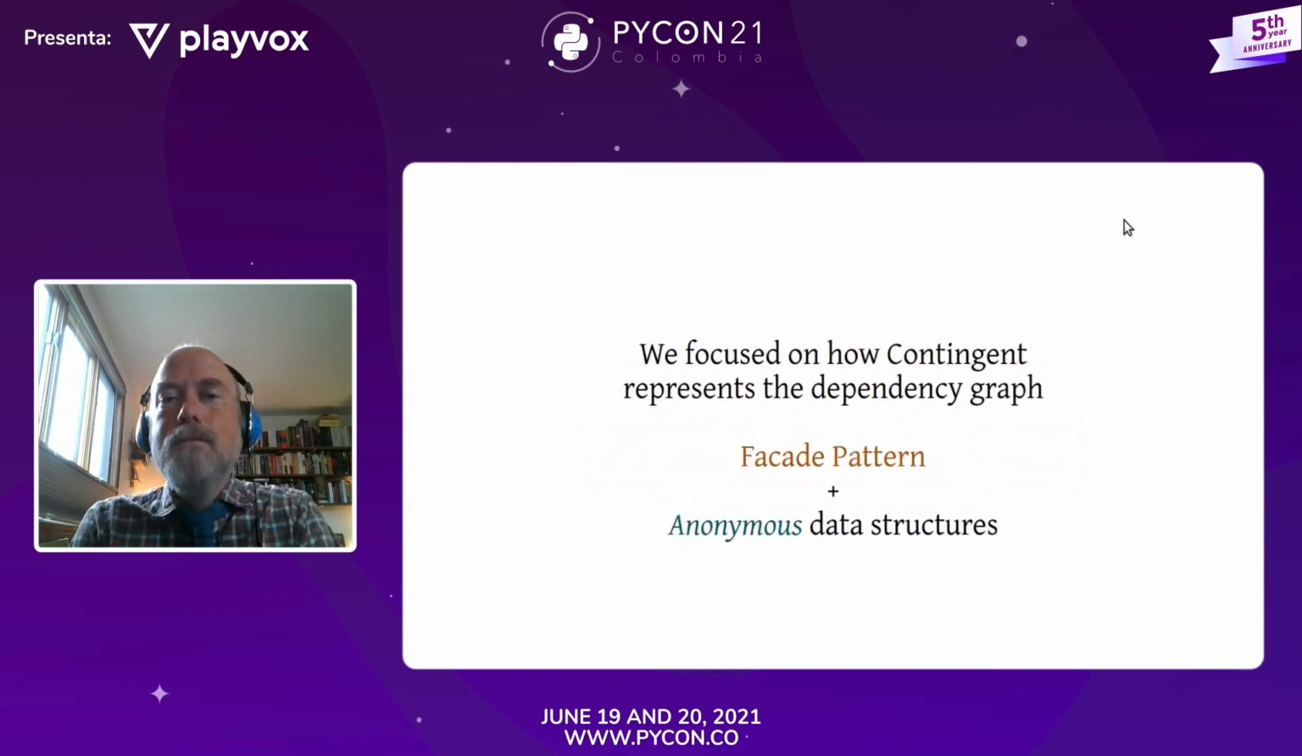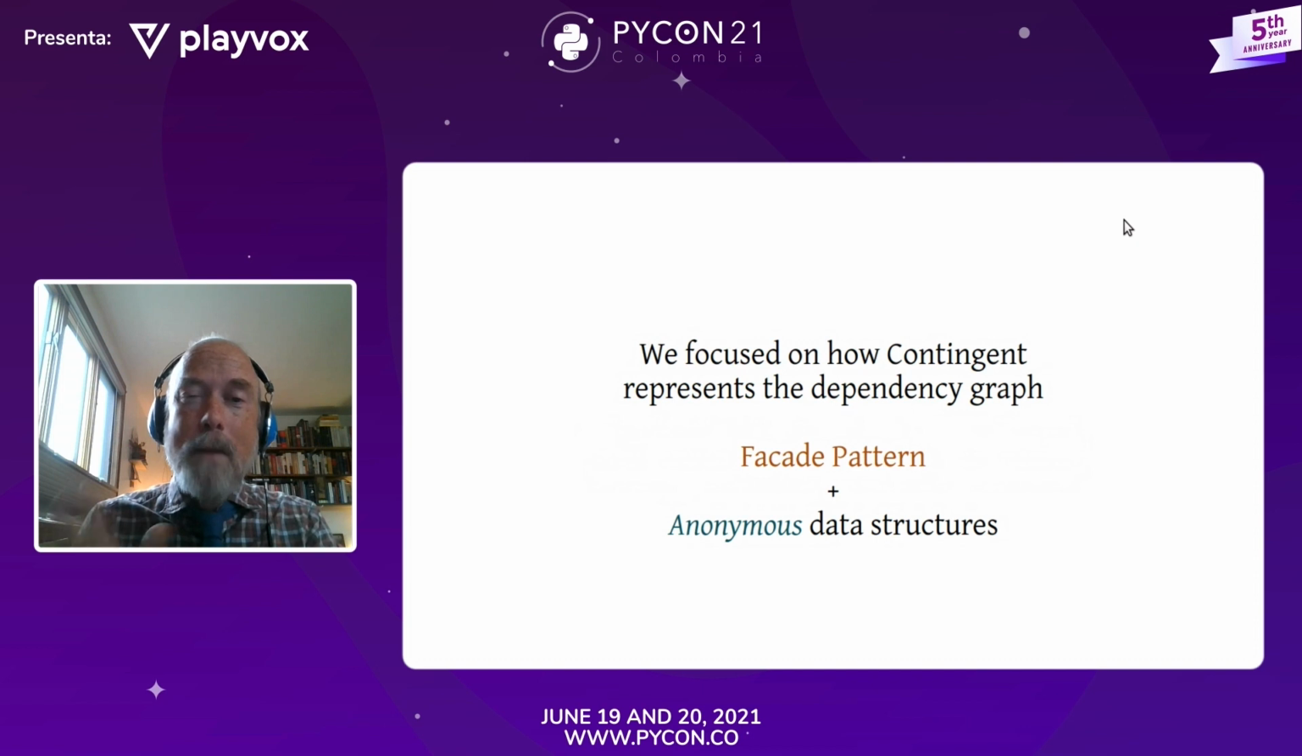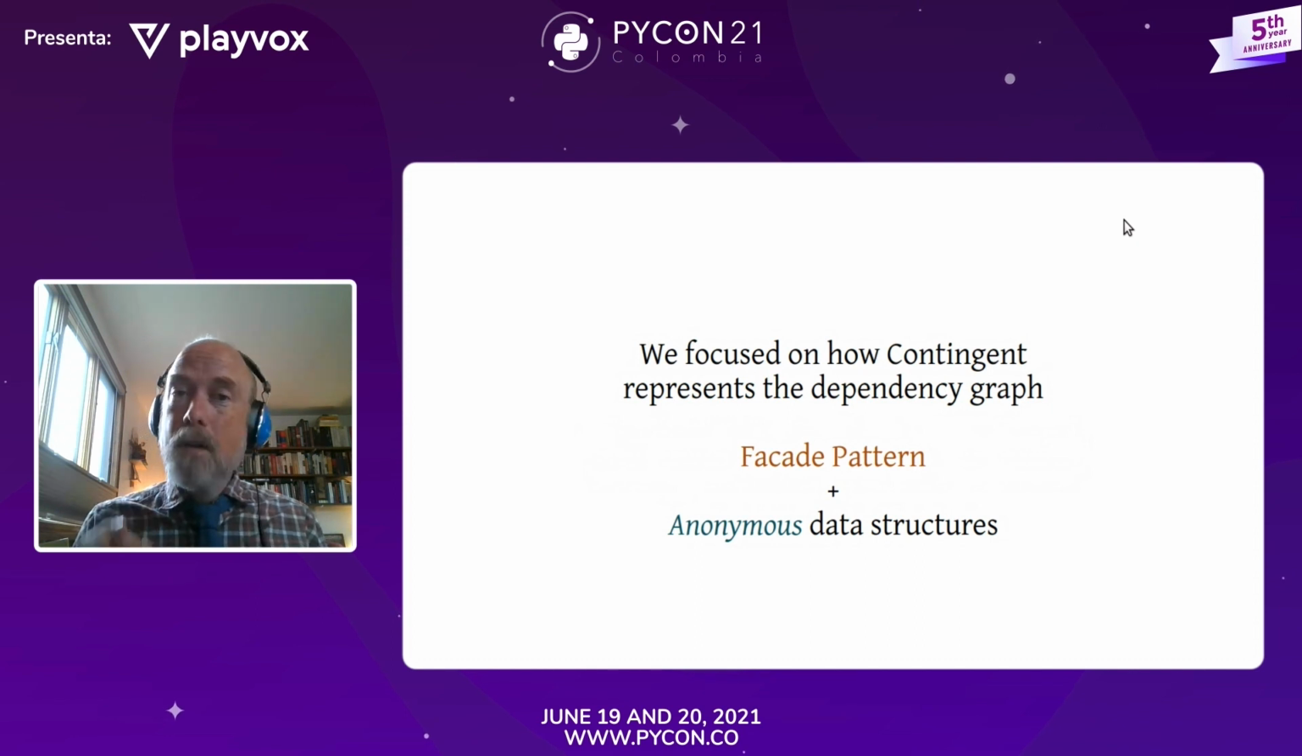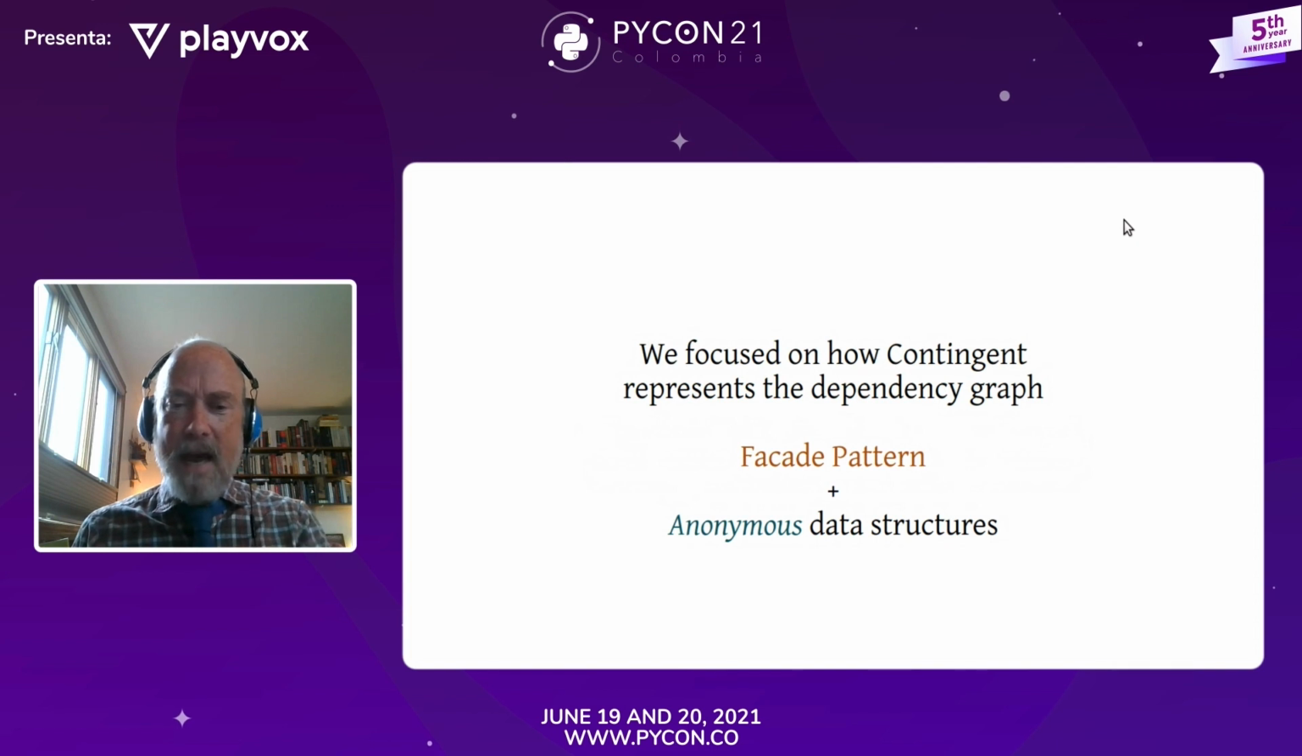We focused on how contingent represents the dependency graph. We didn't use an existing library like NetworkX because the point of the 500 lines project was to do it ourselves and show how we would accomplish it. So we used the facade pattern plus anonymous data structures. Well, what do I mean by that?